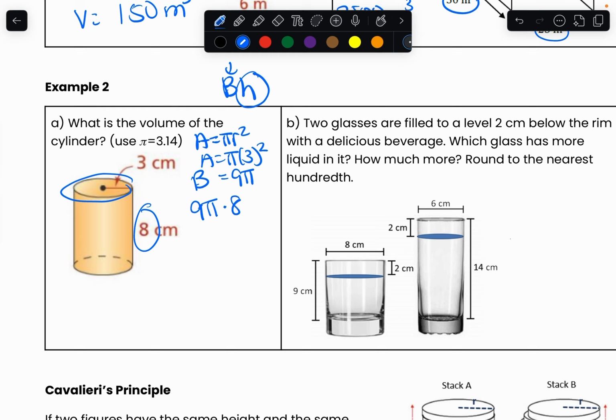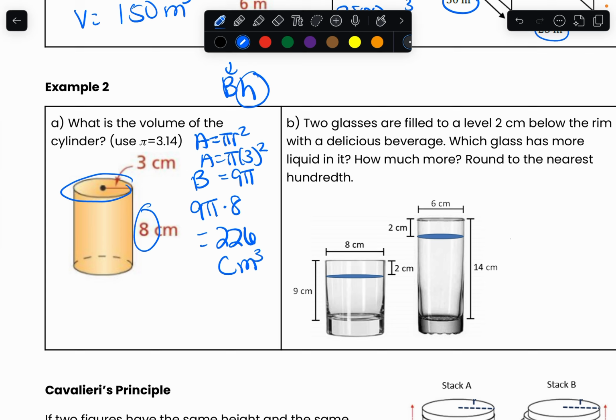And we're going to solve now. If you go ahead and put this into the calculator, 9 pi times 8, and run it to the nearest whole number, your answer here will be 226. And since we're measuring in centimeters, it'll be centimeters cubed.